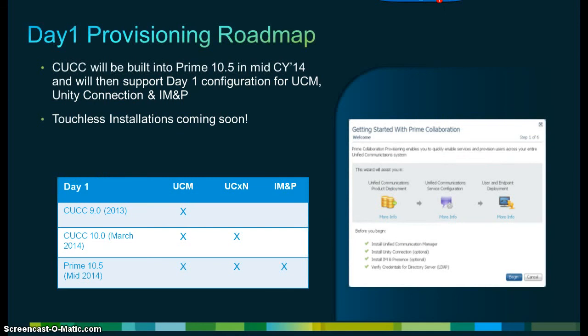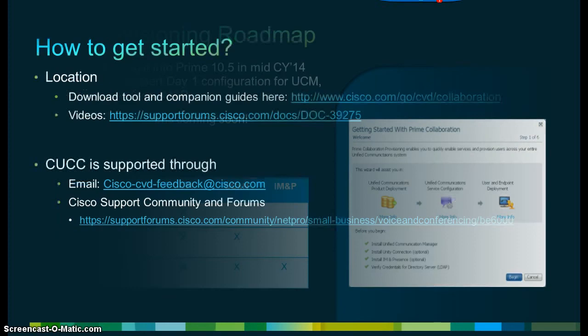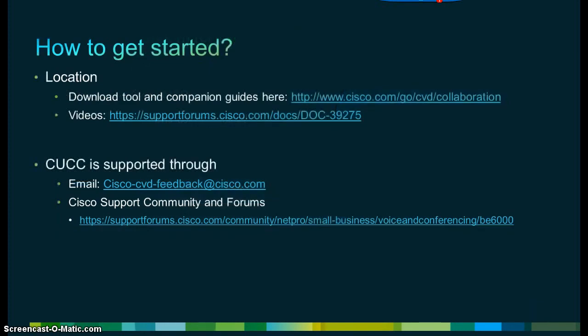We have some exciting things coming up in the future. Eventually, all the CCC functionality will be built into Prime Collaboration 10.5, and we're also simplifying the installation experience. You'll see that all in the upcoming year. We have plenty of exciting things coming. How to get started? Go to cisco.com/go/cvd/collaboration. That's the Cisco Validated Design Guides and CUCC, and feedback is on the support forums.